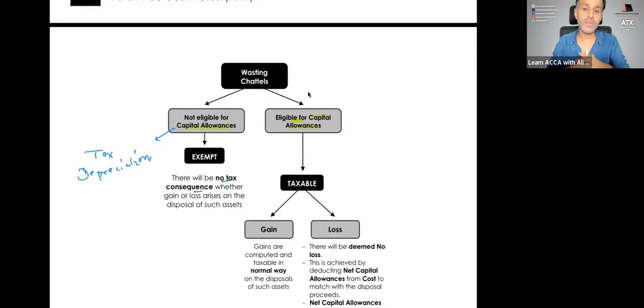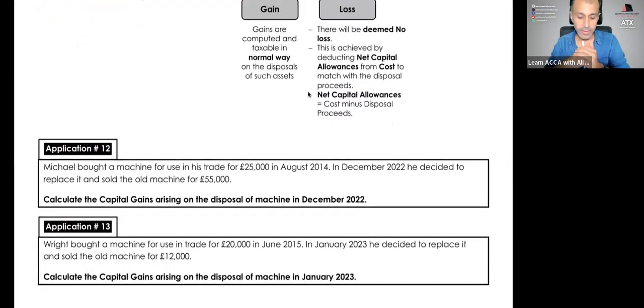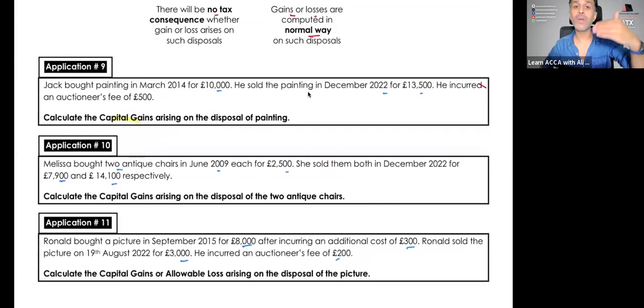But those wasting chattels, those are eligible for capital allowance. We have to make them tax. The gain will be worked. The losses will be worked. If you look into the application 12, first of all, how can we determine that this is a wasting chattel? And the ones we have done were non-wasting chattels. That way we can look into the nature of the asset.